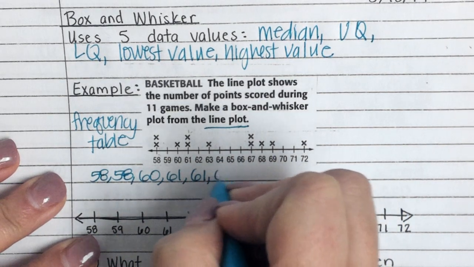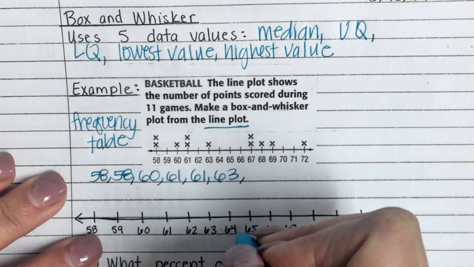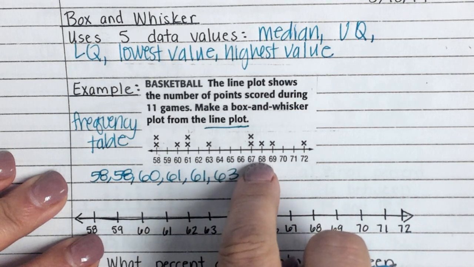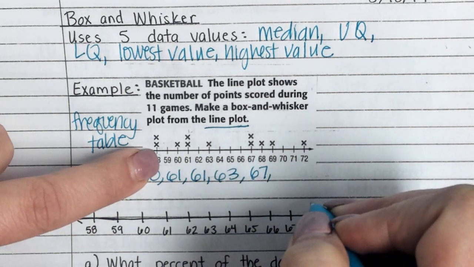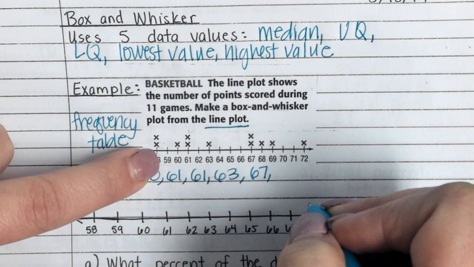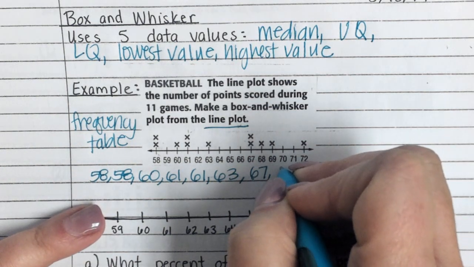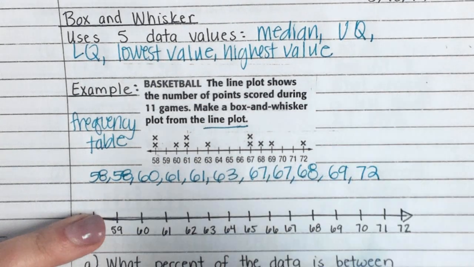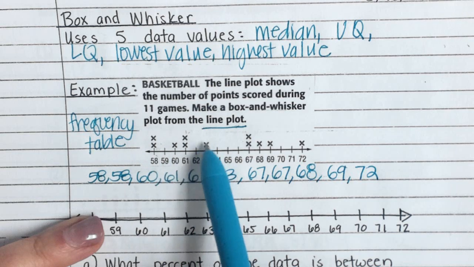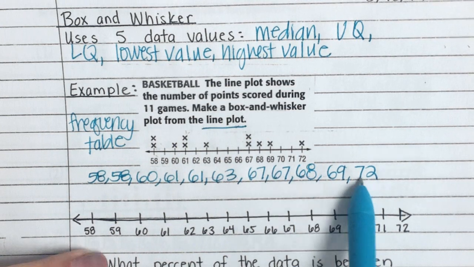And then 63. And then, let's see, we have 67 twice. You forgot 59. But look, there's no X above it. That means it's not in my data. If I haven't recorded it in my data, then it will not have an X. That's just each number. It doesn't really mean anything. So looking at this, I should have 1, 2, 3, 4, 5, 6, 7, 8, 9, 10, 11 numbers. 1, 2, 3, 4, 5, 6, 7, 8, 9, 10, 11.